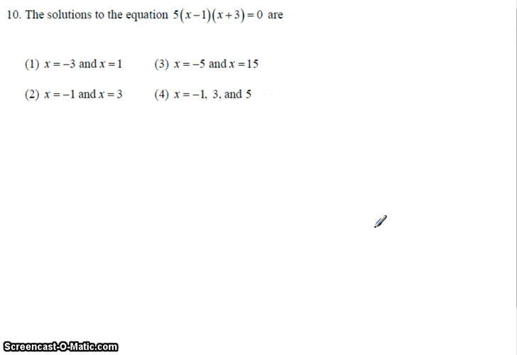Question number 10 says the solutions to the equation 5 times x minus 1 times x plus 3 equals 0 are what? So really, this is actually the second half of a solve by factoring question because they already factored it for us. So remember our zero product rule. If you multiply some numbers together and it equals 0, one of these numbers has to equal 0. Well, 5 can't equal 0, so I'm not even going to write that. So either x minus 1 or x plus 3 equals 0. So we split and solve.